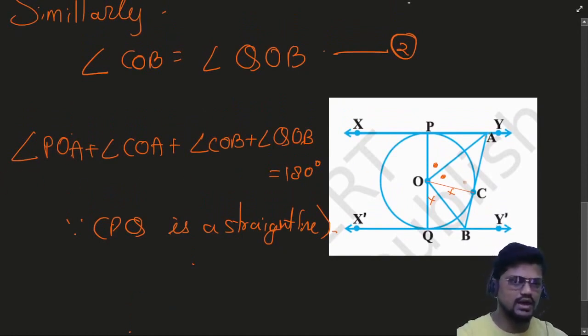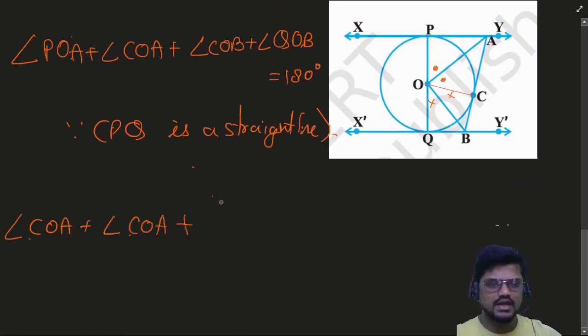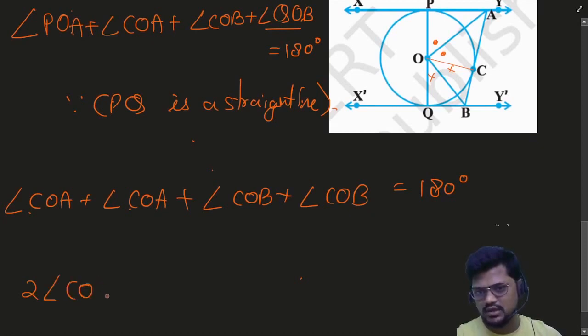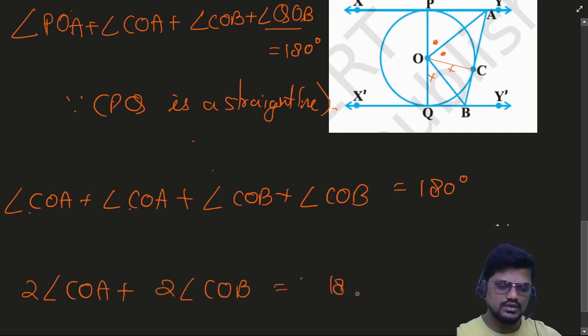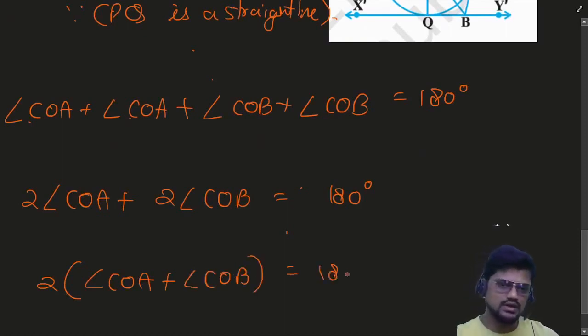So, instead of POA, can I write COA? So, angle COA plus angle COA plus angle COB and angle QOB, they both are equal. So, instead of QOB, can I write COB? So, angle COB plus angle COB will be equal to 180 degrees. So, twice angle COA plus twice angle COB equals 180 degrees. So, twice of angle COA plus angle COB equals 180 degrees.